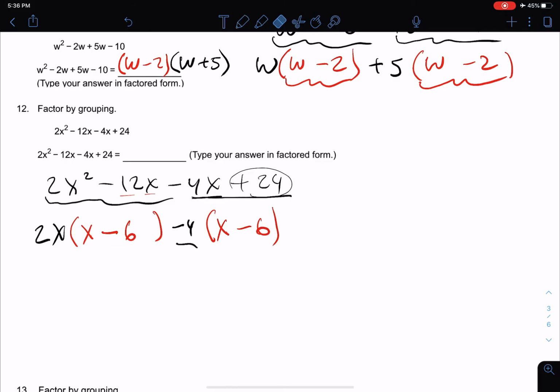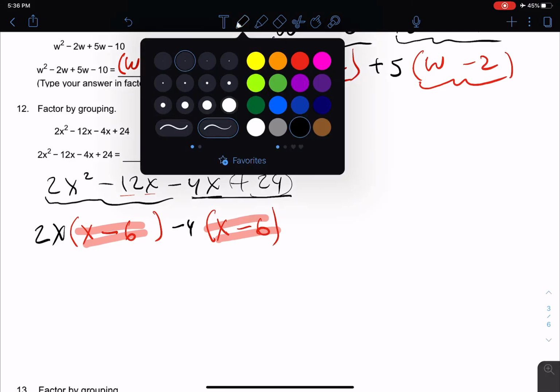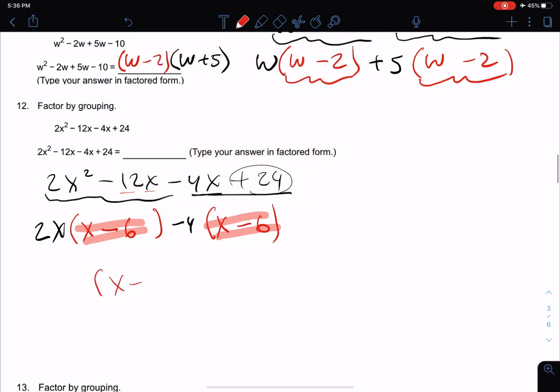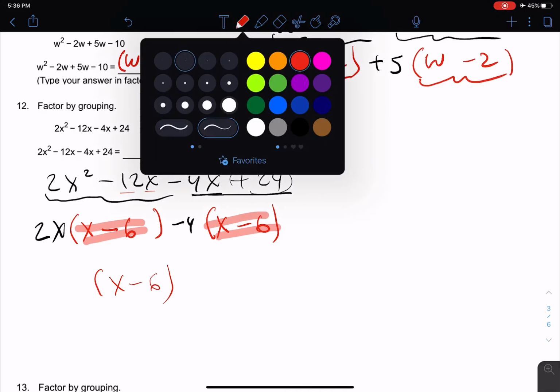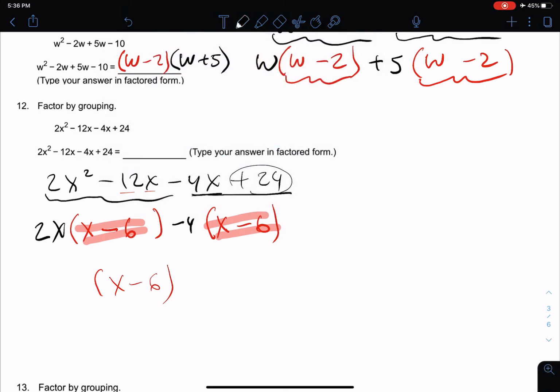So that worked beautifully. Now we see that we have our common factors, and x minus 6 is the common factor. We're allowed to factor out the common factor, and what's left is 2x minus 4.